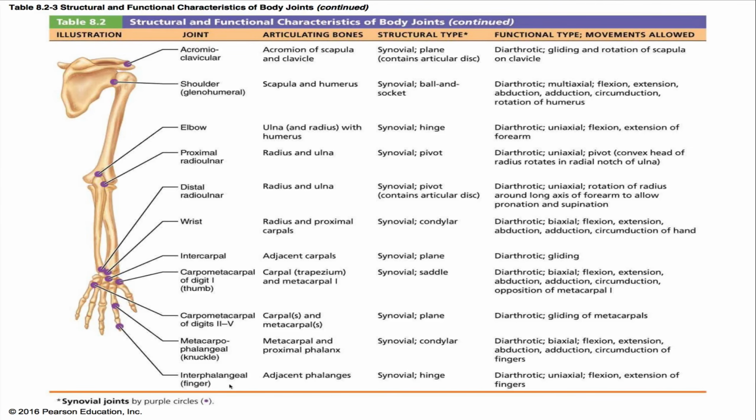Now, the interphalangeal joints, your fingers, these are the adjacent phalanges. It is a synovial hinge joint. It's diarthrotic, but it's uniaxial. So it just allows for flexion and extension of your fingers.